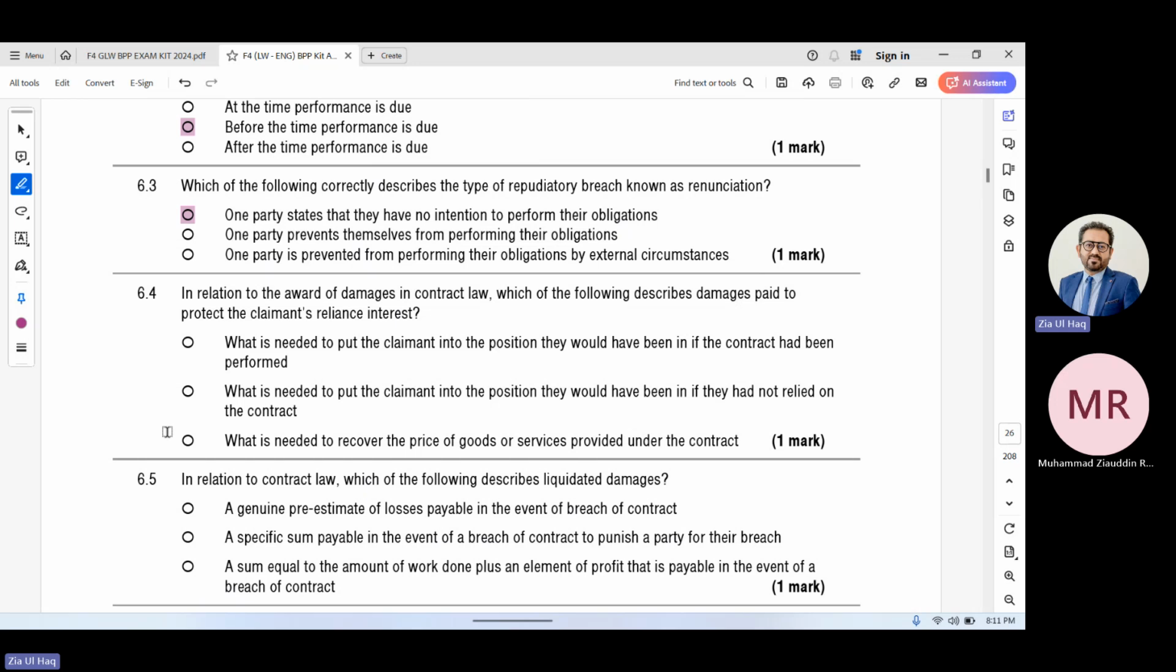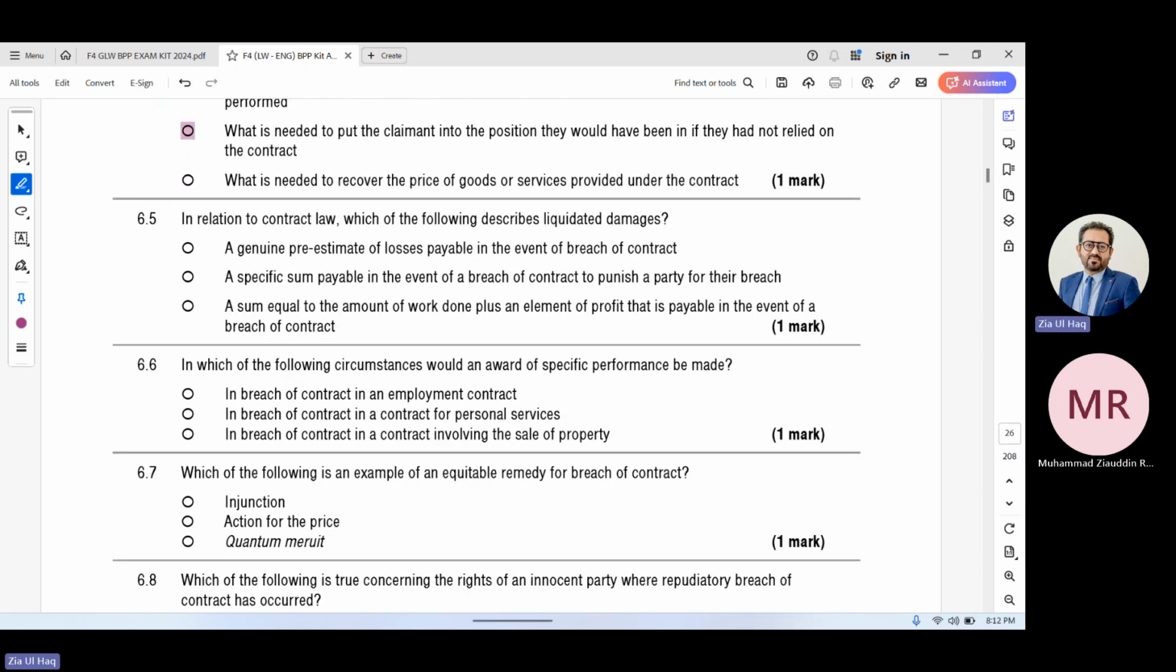So no, that is a remedy, performance. What is needed to put the claimant into the position they would have been in if they had not relied on the contract? That means paying the expenses he has borne, that is reliance interest. What is needed to recover the price of goods or services, so that is the price of the contract, the actual price of the contract. So option B.